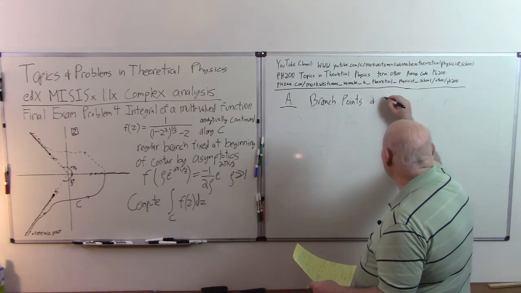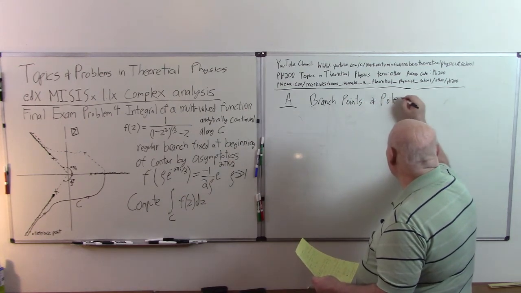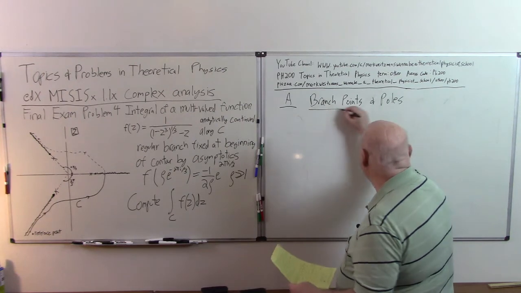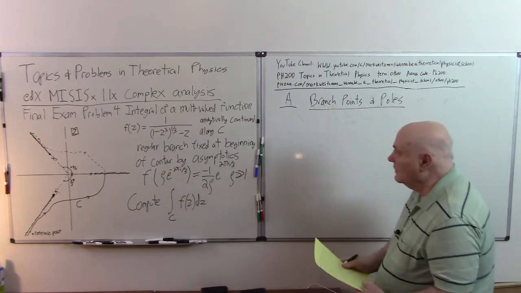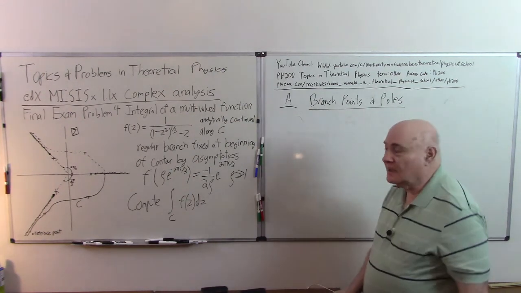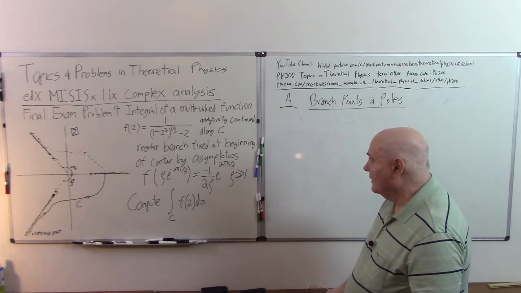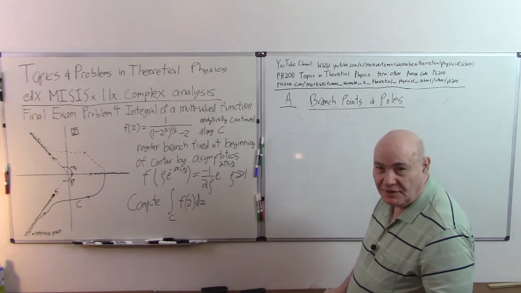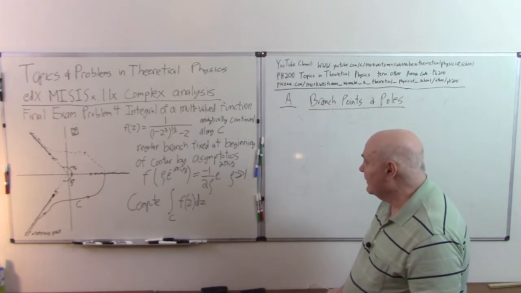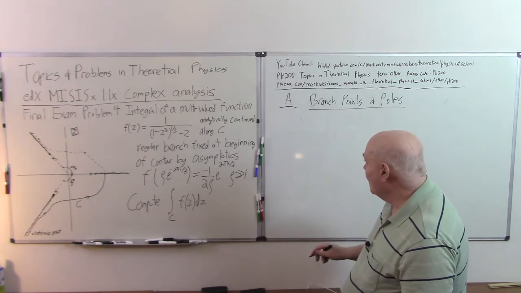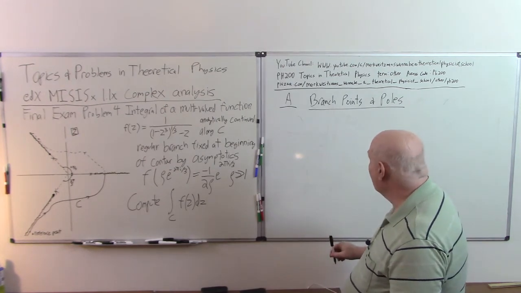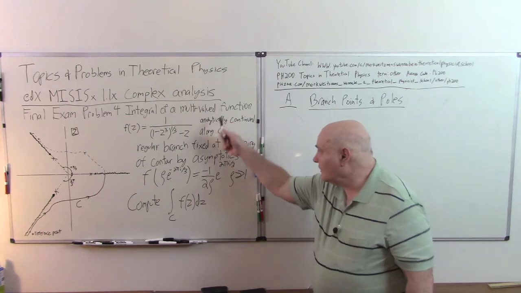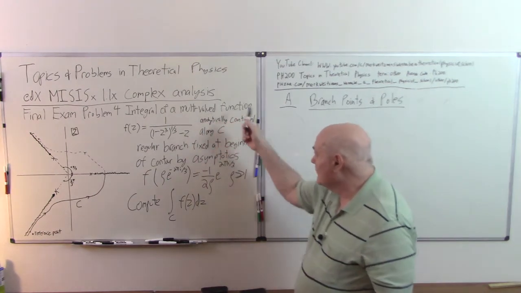And the poles are... Okay. Well, the branch points are easy, as we were taught in this course, and as most of you probably know, a branch point will be where the multi-valued function is either zero or a pole.